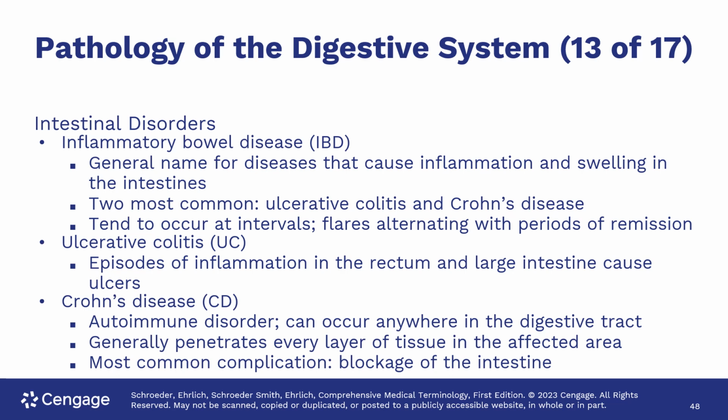Inflammatory bowel disease is very different from IBS. The intestines are swollen and inflamed, which causes ulcers. Ulcerative colitis affects large intestines and the rectum. Crohn's disease can occur anywhere in the GI tract. It's considered to be an autoimmune disease. All layers of tissue are affected, and an intestinal obstruction is a common complication.